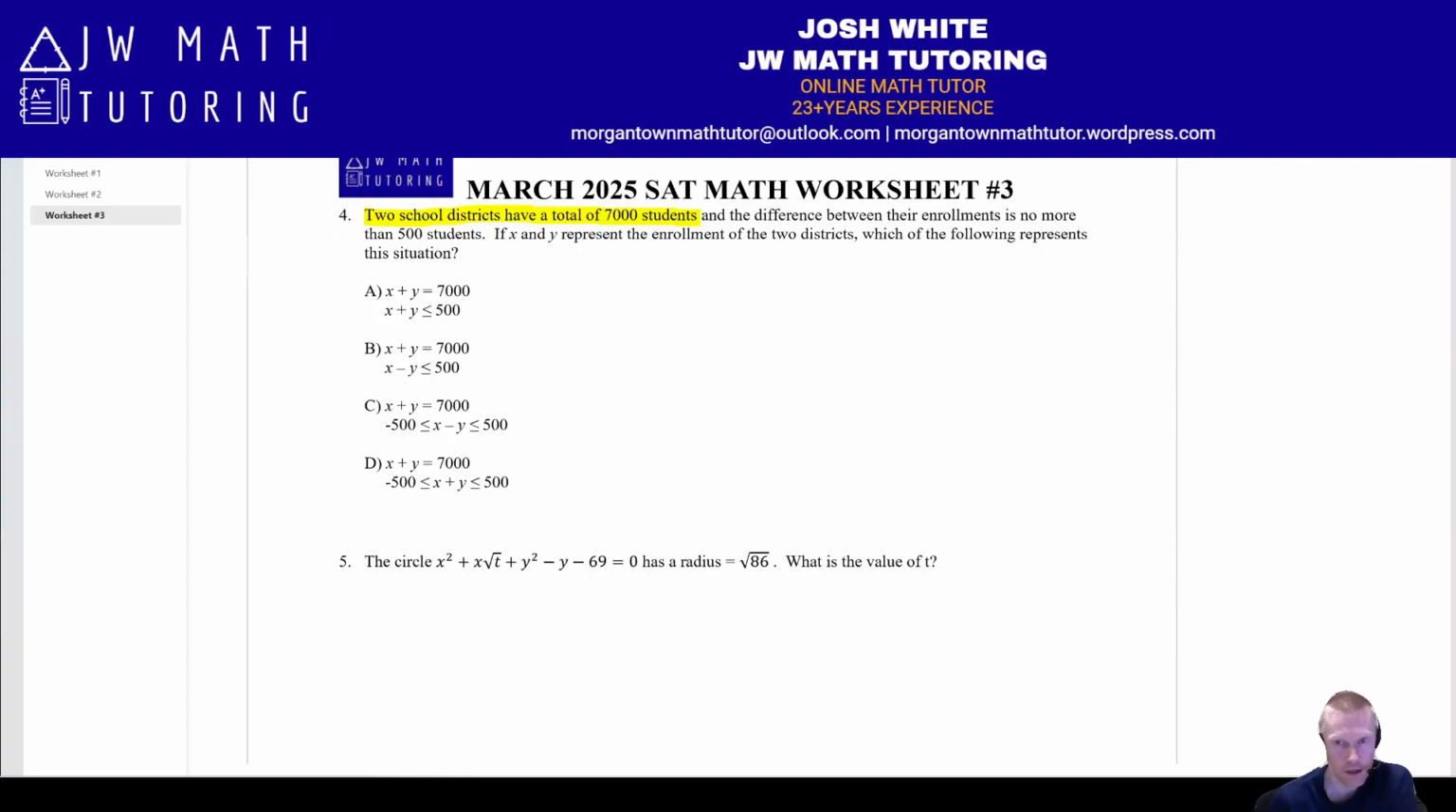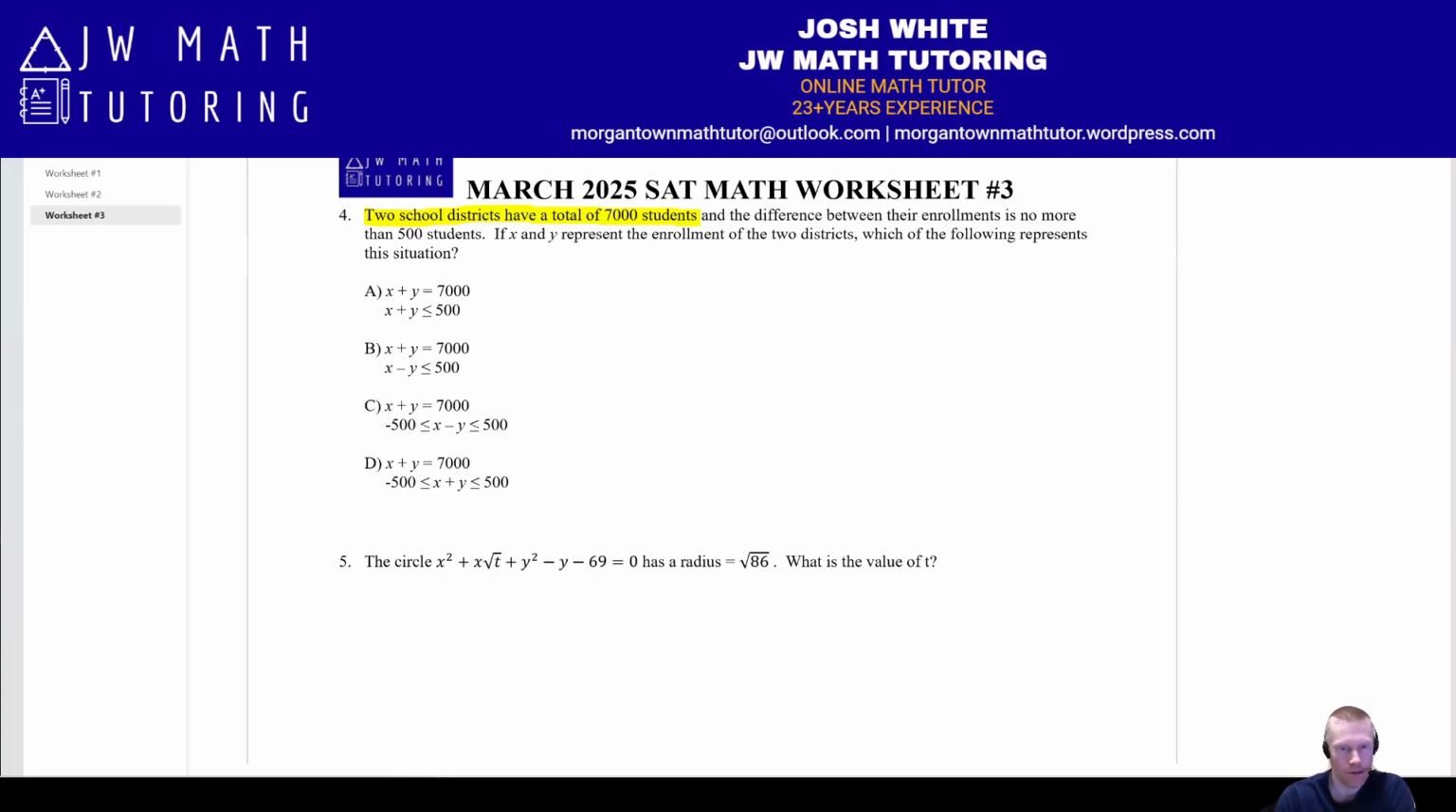This is the tricky part. The difference between their enrollments is no more than 500 students. So what that means is, you subtract one minus the other, it's going to be less than, not 5,000, sorry, 500 students, excuse me. If you subtract the difference in their enrollments, it's going to be basically less than 500.